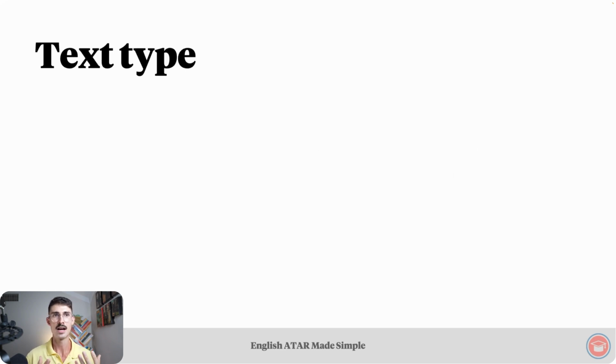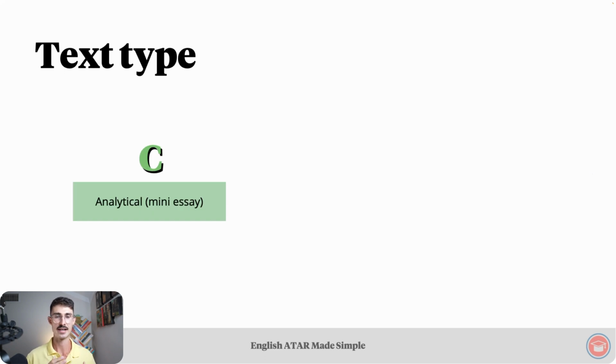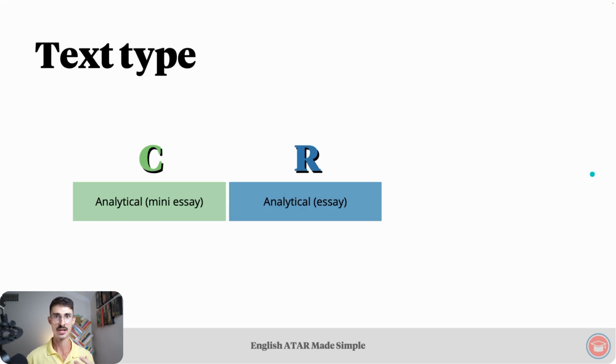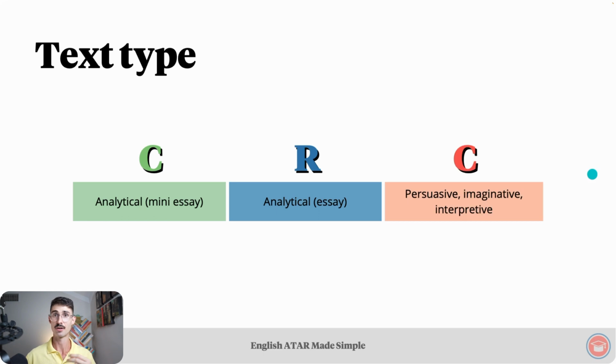Text type is the type of text that you need to write in each section. In the comprehending section, you need to write analytical text. It's essentially 2 mini essays. In the responding section, you need to write an analytical text, and that's 1 full essay. And in the composing section, you need to write either a persuasive, imaginative, or interpretive text.